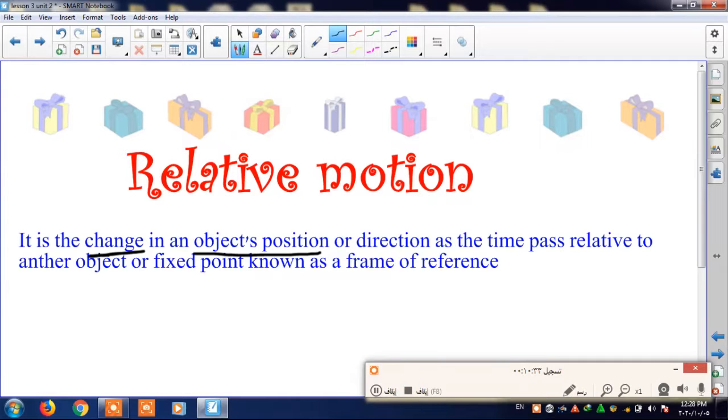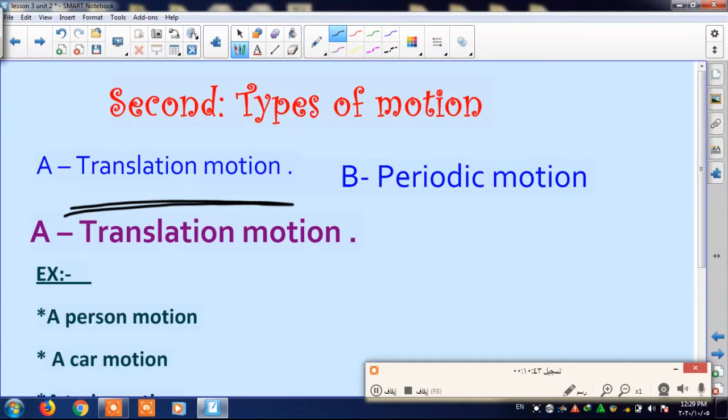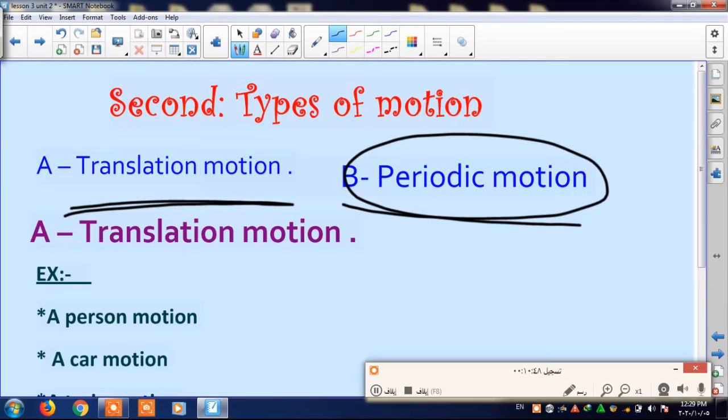Okay? The next part in this lesson is talking about the types of motion. What are the two types of motion? We have two types. The first one is the translational motion, and the second one is the periodic motion. What is the difference between the two types of motion? Translational motion is the motion of your body from home to school, or the motion of the football player when he kicks the ball. It is the motion of the ball.